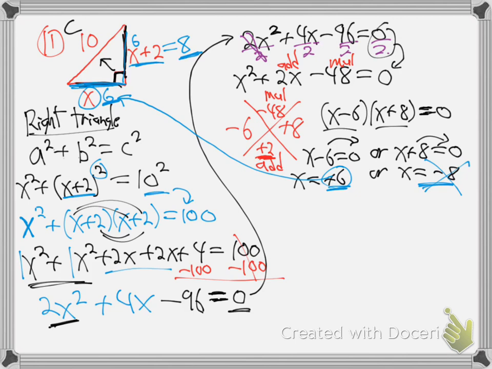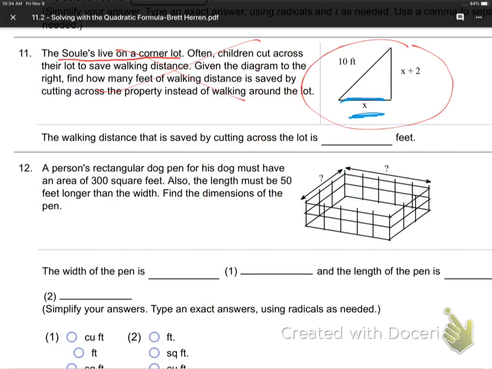So what's the answer to the problem? Well, what did they actually ask? Let's get back to the words. I crossed out the words, but we need to pay a little attention to them now. What do they really want from us? Find how many feet of walking distance is saved by cutting across the property instead of walking around the lot. What do they mean? They mean if you want to go from here to there, point A to point B, there's two ways you can do it. You can go the roundabout way, boom, boom, or you can go straight, which is quicker.